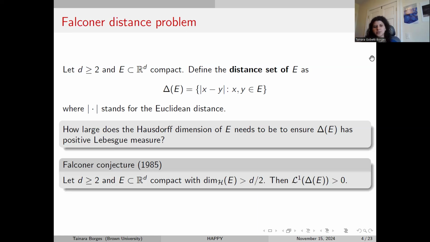This Falconer conjecture, the way I stated it, is actually an open question in all dimensions, and it doesn't even make sense if you're in dimension 1. But people have gotten very close to d over 2 by giving a little bit of room.